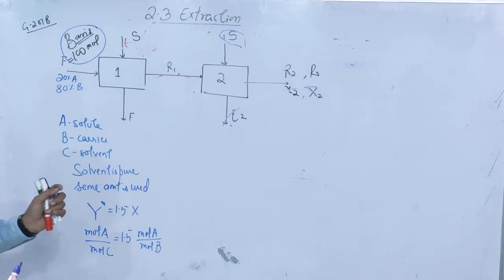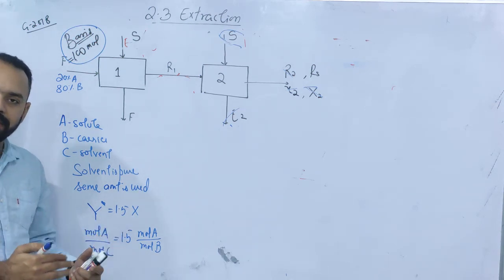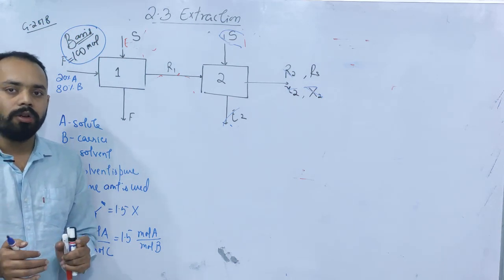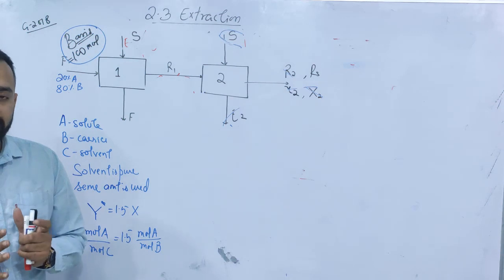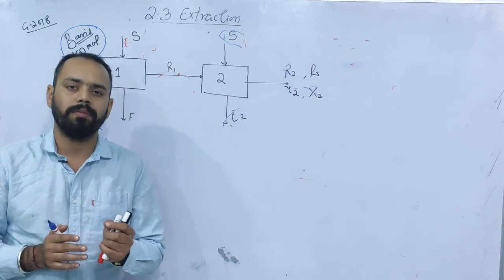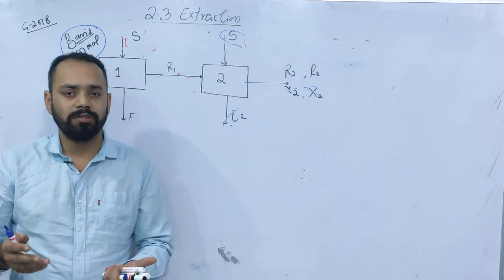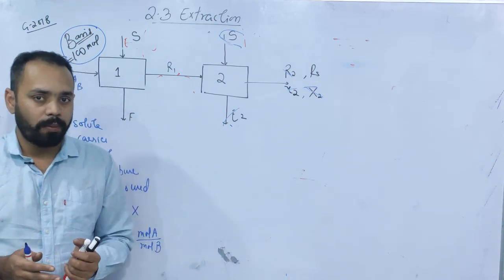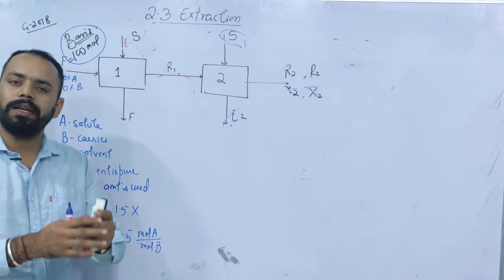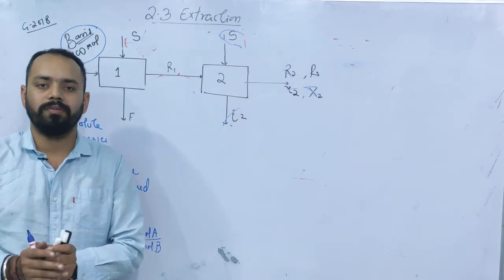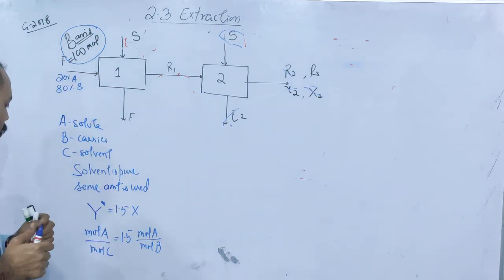Fine. Now this problem clearly says that the equilibrium relation is given in terms of mole. So no need to convert it into mass. As I told you, most of the extraction problems are solved on the basis of mass fractions or mass ratios. But in this problem, the equilibrium relation is given in terms of mole. It means that the entire problem will be solved in terms of mole. That is the first confusion most of the students get in this particular problem.